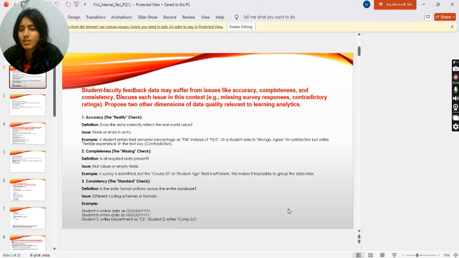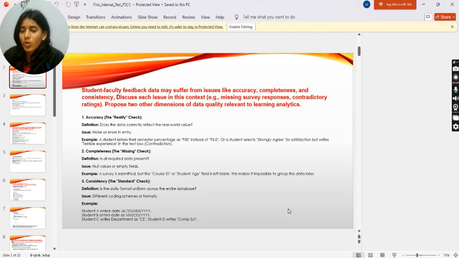Issue: noise or errors in entry. Example, a student enters the semester percentage as 950 instead of 95.0, or a student selects strongly agree for satisfaction but writes terrible experience in the text box. Contradiction. Second, completeness, the missing check.